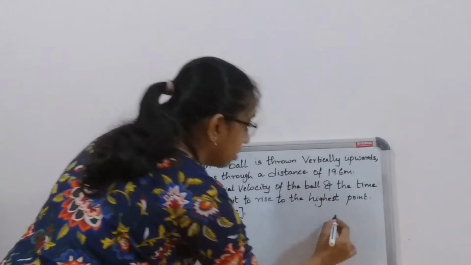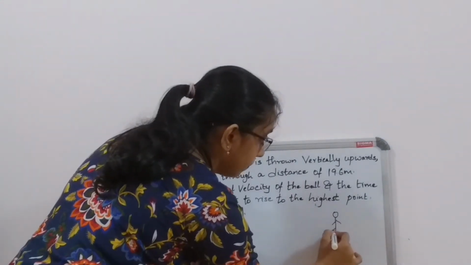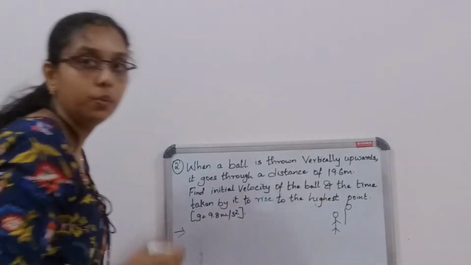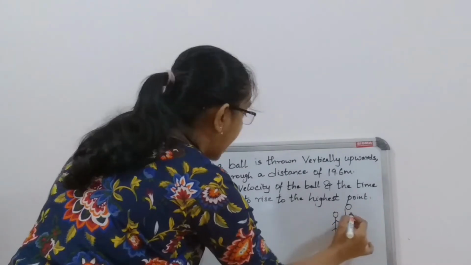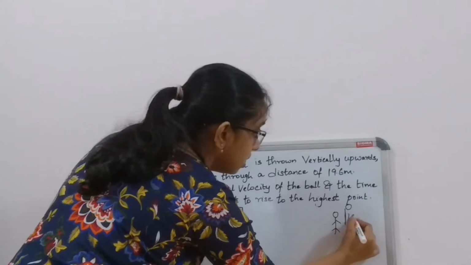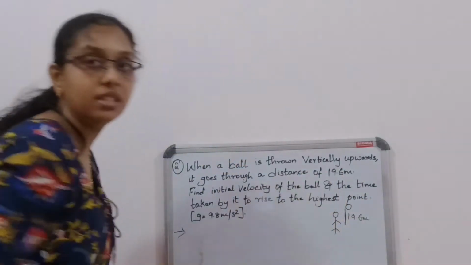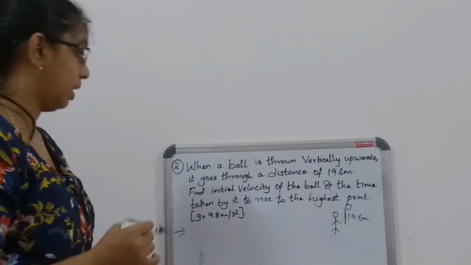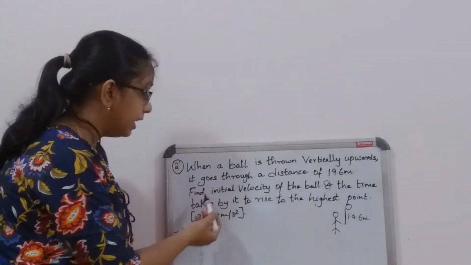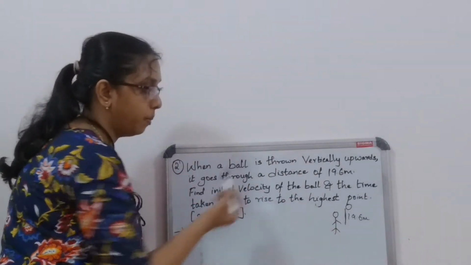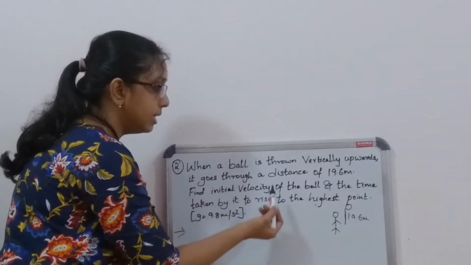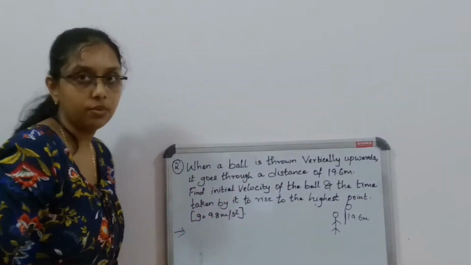So once again we can understand the question. When a ball is thrown, a man is standing on the ground, he is throwing a ball vertically upward, and they have given it goes through a distance of 19.6 meter. Now they have said to find the initial velocity of the ball and the time taken by the ball to rise to the highest point.